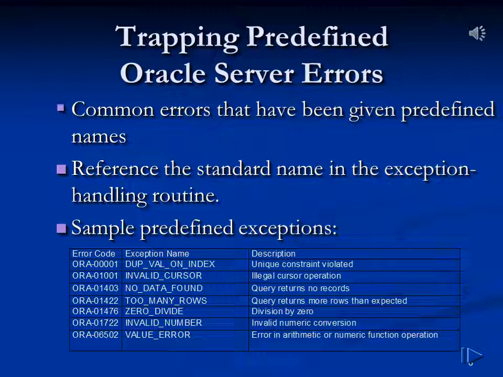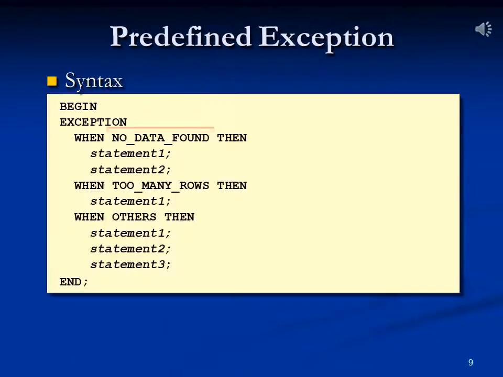PL/SQL declares the predefined exceptions in a standard package. It is a good idea to always consider the NO_DATA_FOUND and TOO_MANY_ROWS exceptions, which are the most common ones. The first error code is ORA-00001, DUP_VAL_ON_INDEX. This exception occurs whenever a unique constraint is violated. Then there is INVALID_CURSOR, which occurs when illegal cursor operations are performed.